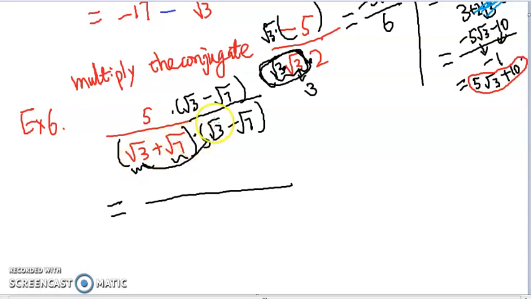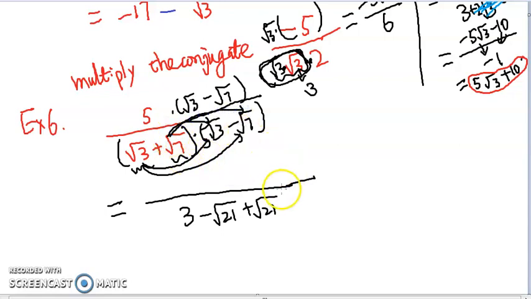Now, square root of 3 times square root of 3, and that's 3. And square root of 3 times negative square root of 7, that gives us a negative square root of 21. And then we distribute this one. Square root of 7 times square root of 3, that gives us a positive square root of 21. And then square root of 7 times negative square root of 7, that gives us a minus 7. Because 7 times 7 is 49, square root of 49 is 7. And then distribute the top.